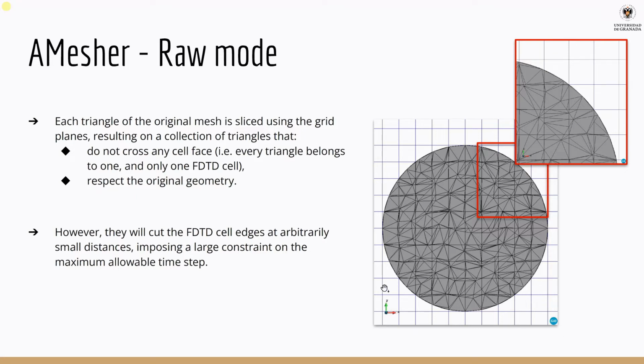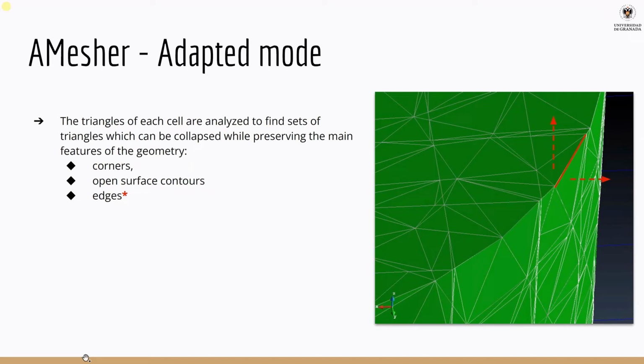Here on the right, you can see the top view of the cylinder, and you can see the resulting mesh. But the problem is that this mesh, as you can see in the close-up on the top right, still produces very small FDTD edges. So we are still going to have the constraint on the maximum allowable time step. This problem can be partially improved using the adaptive mode.